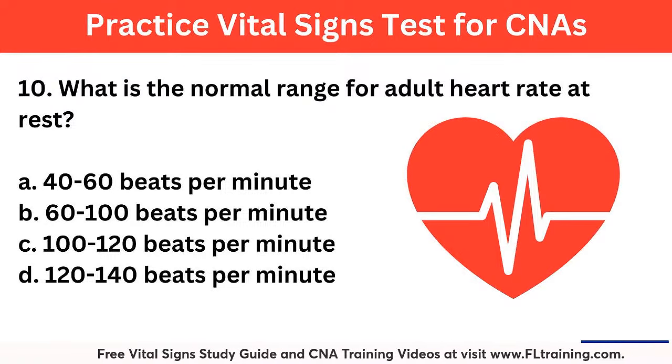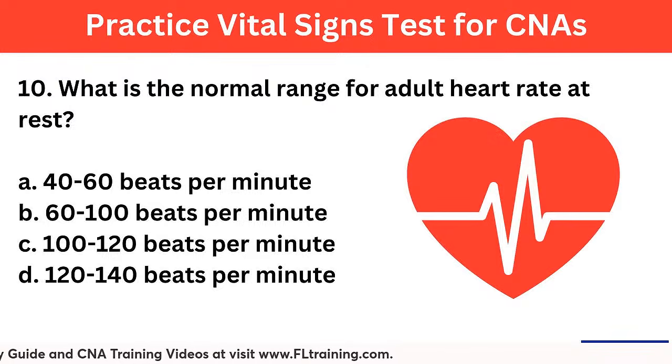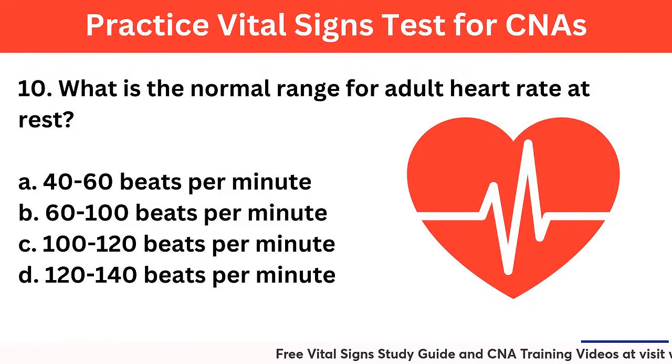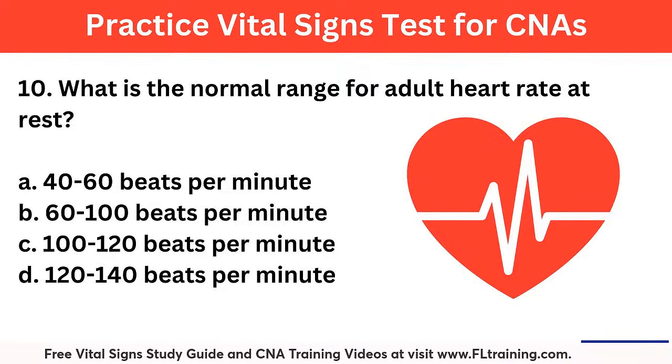Number 10, what is the normal range for an adult heart rate at rest? Is it 40 to 60 beats per minute, 60 to 100 beats per minute, 100 up to 120 beats per minute, or 120 to 140? What do you think?